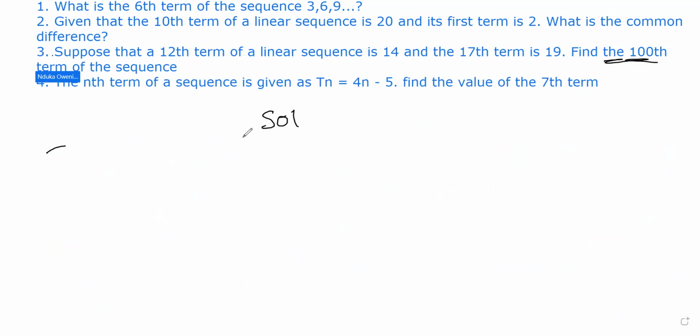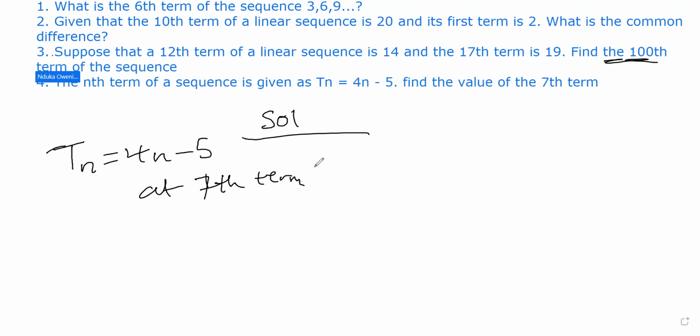The last question says, the nth term of a sequence is given as Tn equals 4n minus 5. Find the seventh term. Simple. At the seventh term means T7. What will be n? N is equal to 7. So T7 happens when n is equal to 7.